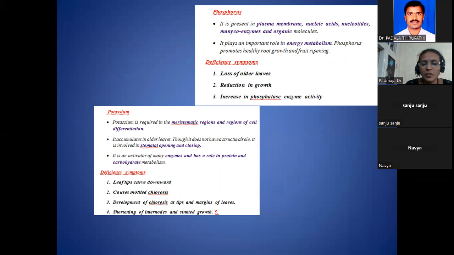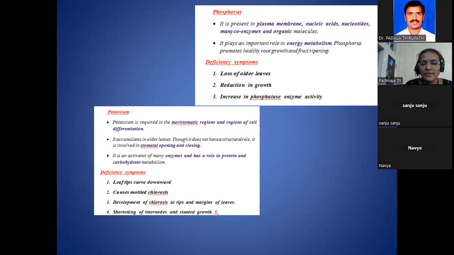And accumulation in the older leaves, though it does not have a structural role. It is involved in stomatal opening and closing. Potassium plays a very, very important role in turgor pressure, in increasing the turgor pressure, and in the closing and opening of the guard cells by the movement of this potassium. And it is an activator of many enzymes, with a role in protein and carbohydrate metabolism.